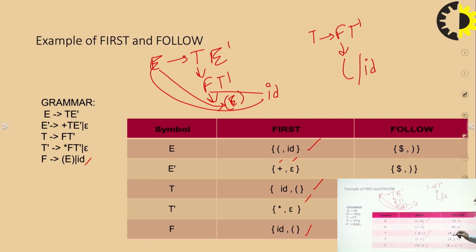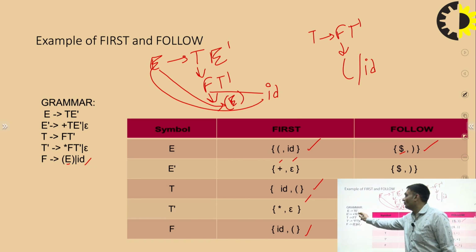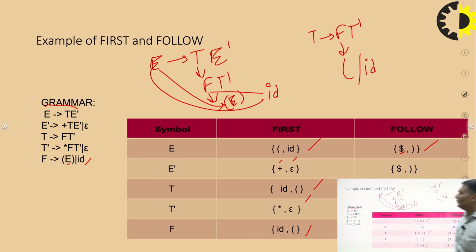Now similarly follow. If E is the start symbol, then the follow of this one will be the dollar. If we can see in the right hand side production here, E is followed by the close bracket, then the close bracket is also the follow of this one. Now similarly, the E dash is at the right hand side, then all the rules that are generating, there is no follow of this one, all the follow of E will be part of this E dash also.